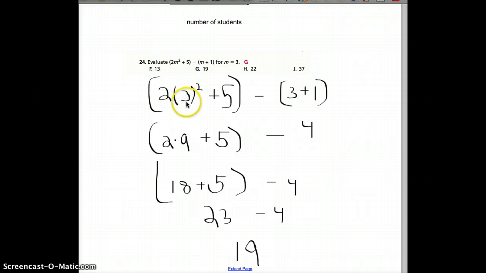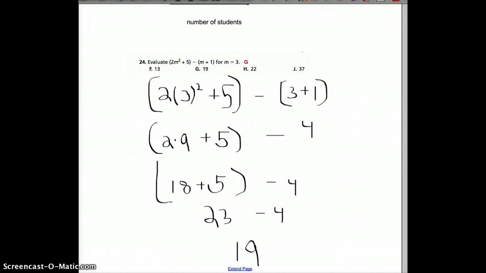So we're going to square this 3 first, and we get 9. And then order of operations tells us we have to do the multiplication before we do this addition. So we multiply and we get 18 plus 5, which is 23. Over here in this separate parenthesis, we have 3 plus 1, which is 4. So now we get rid of all of the parentheses, and we're left with 23 minus 4, which is 19, which is answer G. Great job on the homework yesterday.